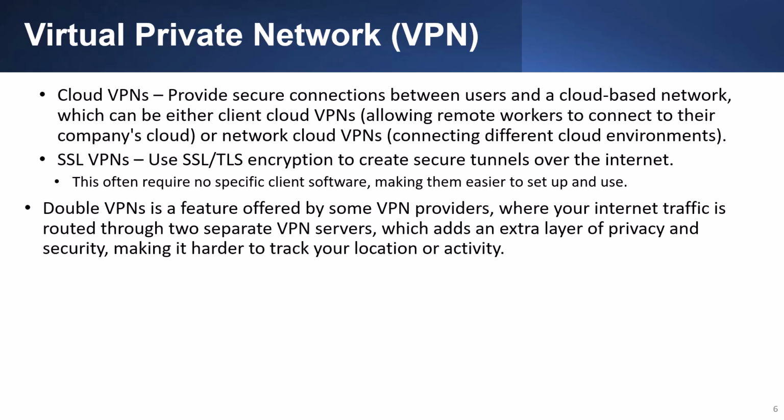Double VPN is a feature offered by some VPN providers where your internet traffic is routed through two separate VPN servers, which adds an extra layer of privacy and security, making it harder to track your location or activity.